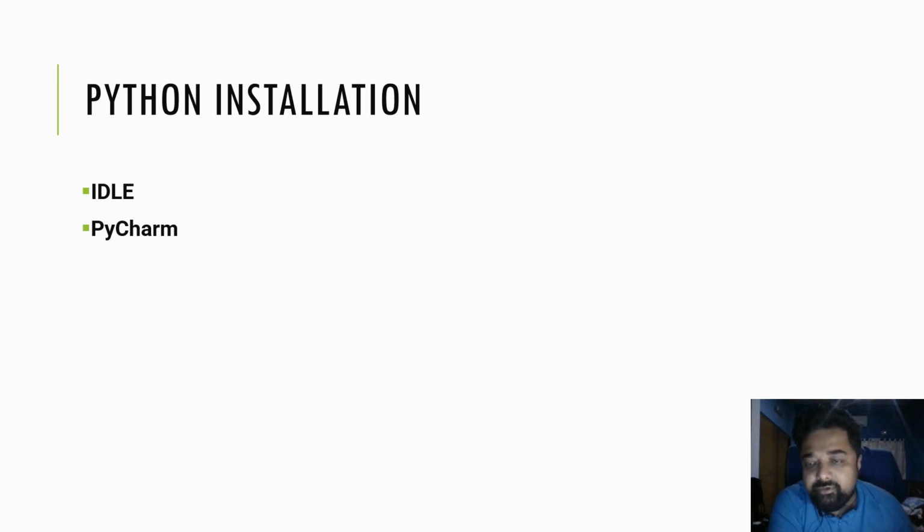Okay, before writing any code, we need to install Python. We have more than 3-4 options. We use IDLE and PyCharm. IDLE is the basic installation. Then we have another software, PyCharm. PyCharm is not free, but there is a community version we can use for our programming. So you need to install IDLE first. Then for some advanced coding, we will use PyCharm.